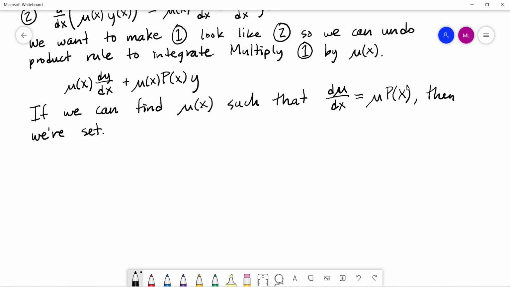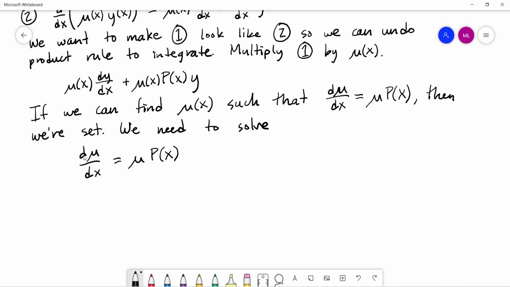So this is what we need to solve. What is this? It's another differential equation. So we need to solve this new differential equation.